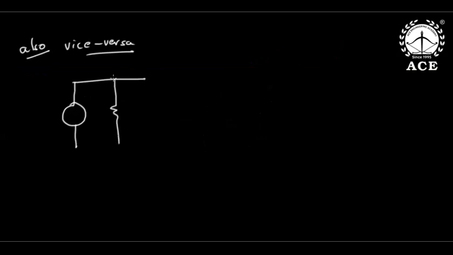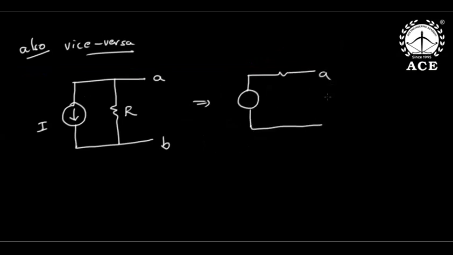Now vice versa also. A current source in parallel with a resistance across two terminals can be converted into a voltage source in series with the same resistance across the two terminals. Now this voltage value is V equal to IR, an Ohm's law based reduction. But what should be the polarity of the voltage?